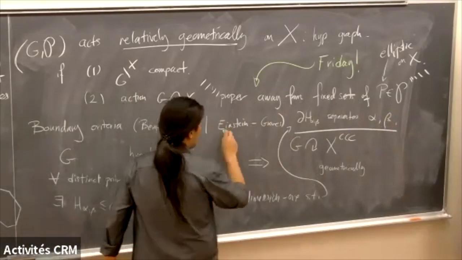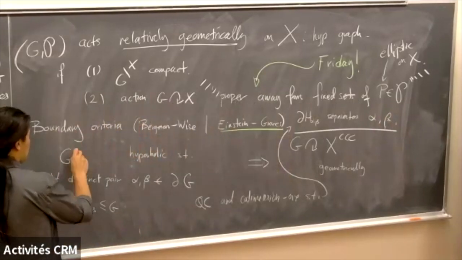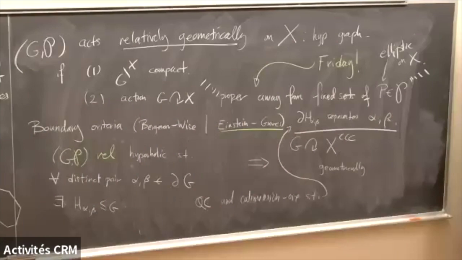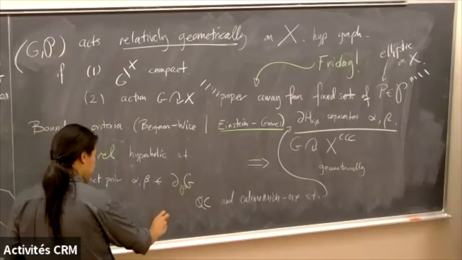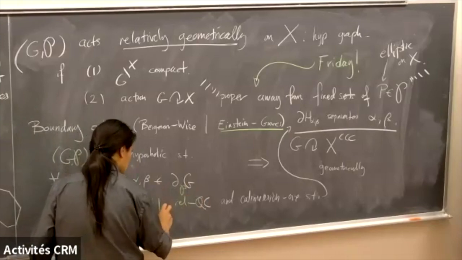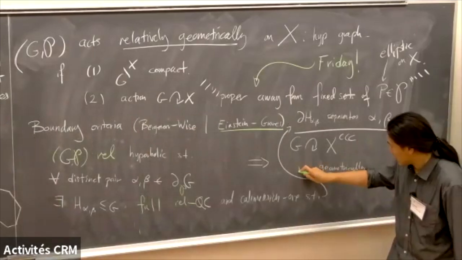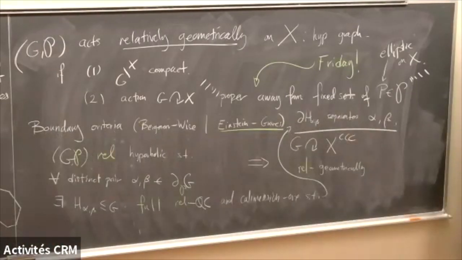Okay, that's Bergeron and Wise. We want a relatively geometric action. So we start with a relatively hyperbolic group, and then you want to take distinct pairs in what's called the Bowditch boundary, the relative boundary with respect to the peripheral subgroups P. And then you want these subgroups to be relatively quasi-convex and something called full. And then you don't get a geometric action. You get a relatively geometric action. Great. That's the boundary criteria. That's what we want to use.